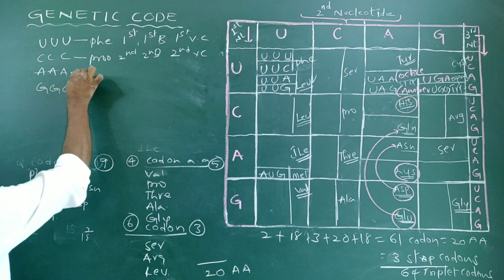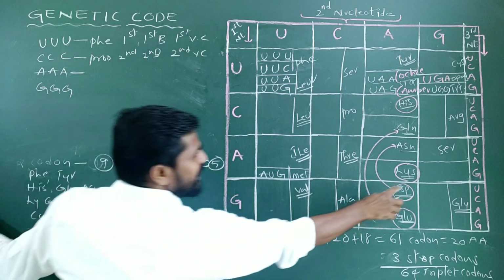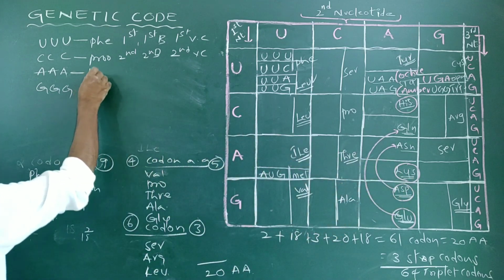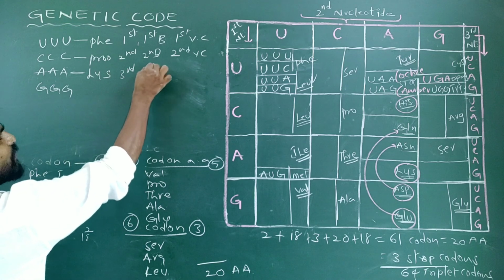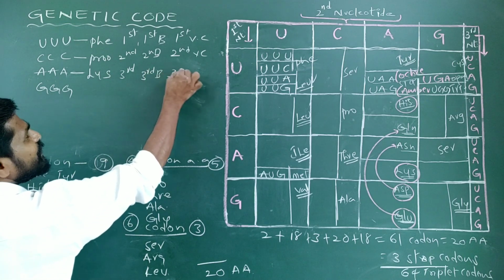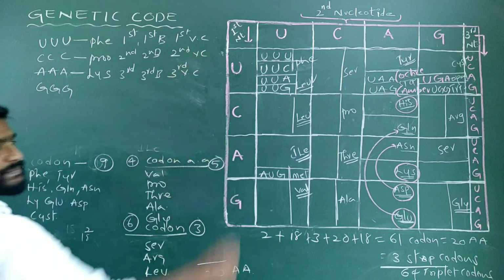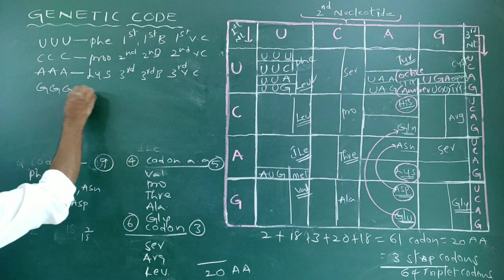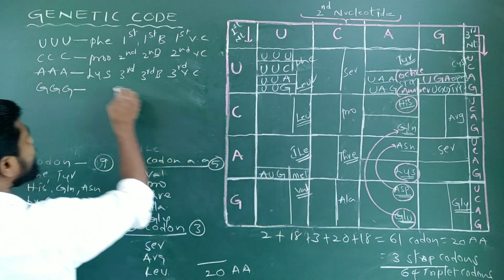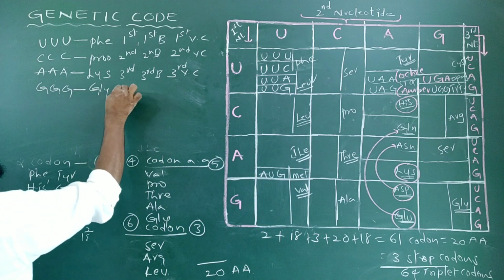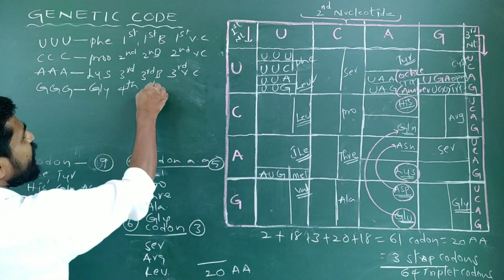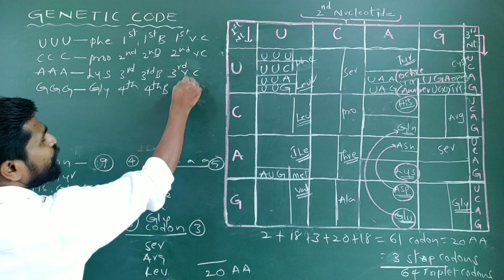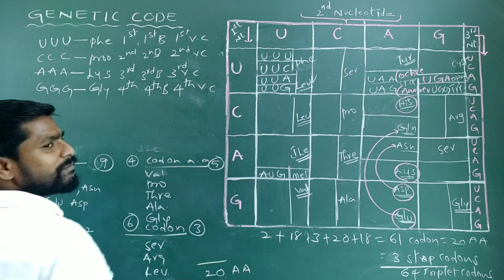And AAA is a triplet codon which codes for the amino acid lysine, which is the third triplet codon of the third box of the third vertical column. Right? And GGG is the triplet codon that codes for the amino acid glycine, which is the fourth triplet codon of the fourth box of the fourth vertical column.